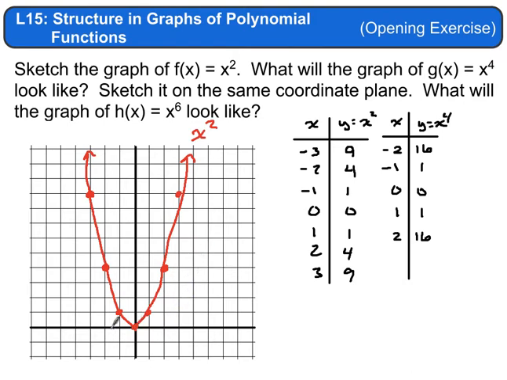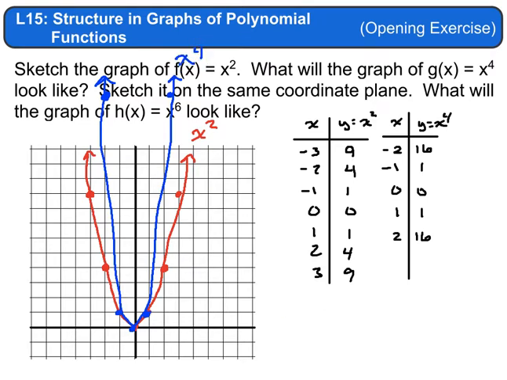So let's see, -2, this is 4, this is 9, 10, 11, 12, 16 is going to be somewhere up here. -1, 1, 0, 0, 1, 1, and then the same reflected over here. And you can see that it's going to come through and go back up this way. This would be x to the fourth.